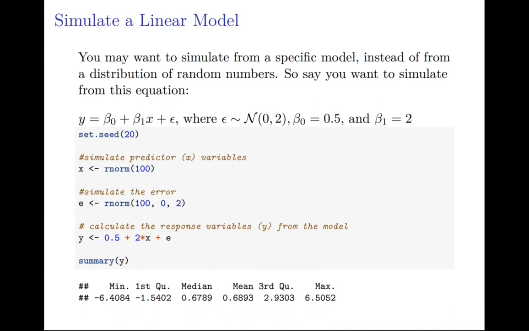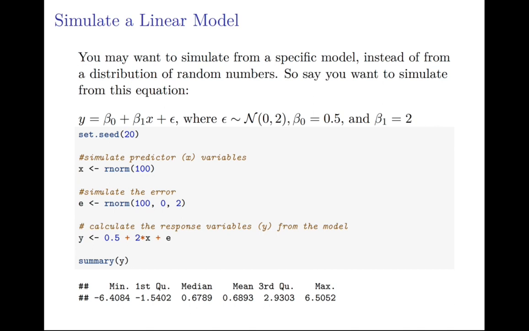And then again, you can set your seed. You can simulate 100 draws of your predictor variable, x, from a normal distribution. That's a standard normal. So when you don't specify the mean and variance, it will be 0 and 1 for mean and standard deviation. And then you can simulate your error, right? So likely there's going to be some error around your predictor variables, and that has to be the same number. You have to simulate the same number as you did for your x. So 100 draws from a mean of 0 and a standard deviation of 2.